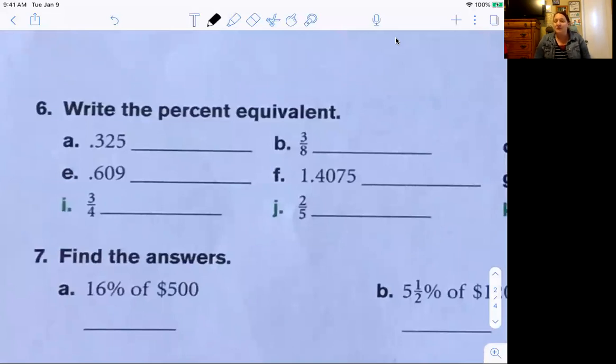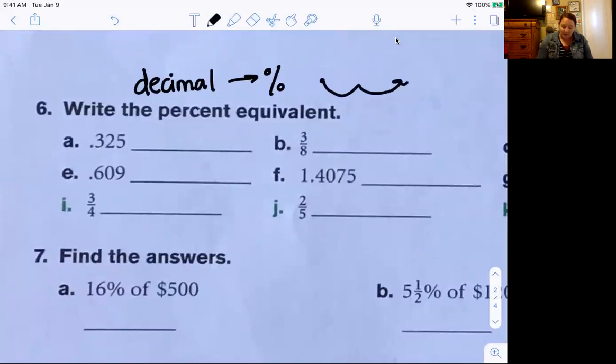How do I change a percent to a decimal? To change a percent to a decimal, or excuse me, opposite way around. To change a decimal to a percent, we move our decimal point 2 places to the right. So if I have 0.325, I just have to move my decimal point 2 places to the right, and I get 32.5%.